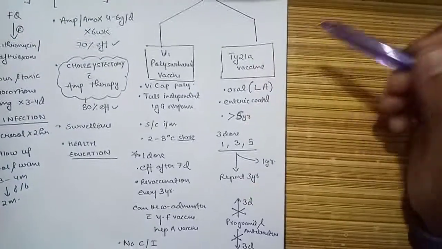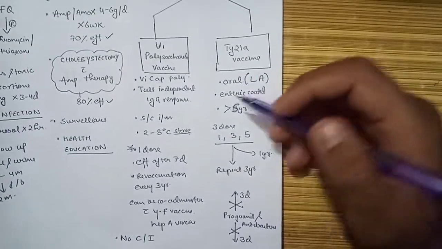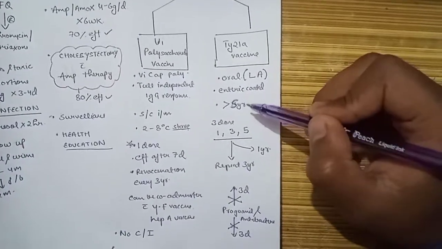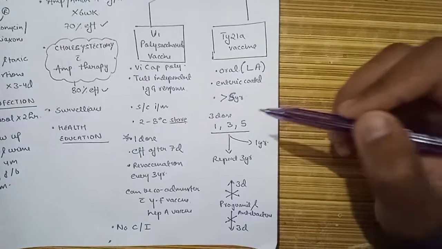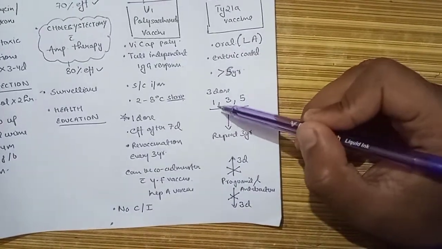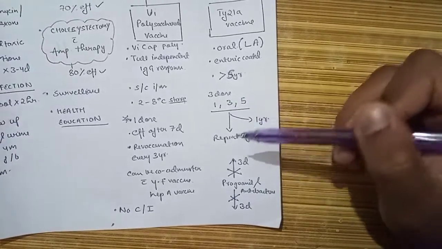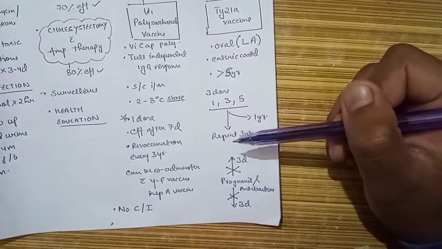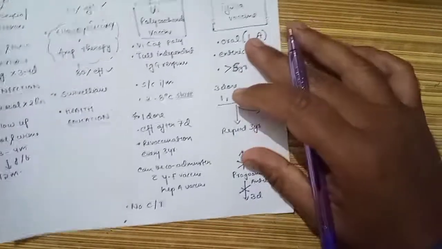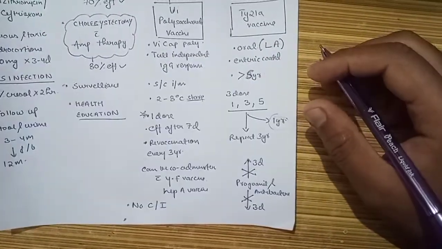Now, talking about the typhoid oral vaccine, that is a live attenuated vaccine, it is enteric coated and has to be given at an age of more than 5 years. It is given in 3 doses with a gap of 1 day in between, that is on the first day, third day, and fifth day, and it is to be repeated every 3 years. But it has to be repeated every 1 year in travelers, who are more prone to the infection.